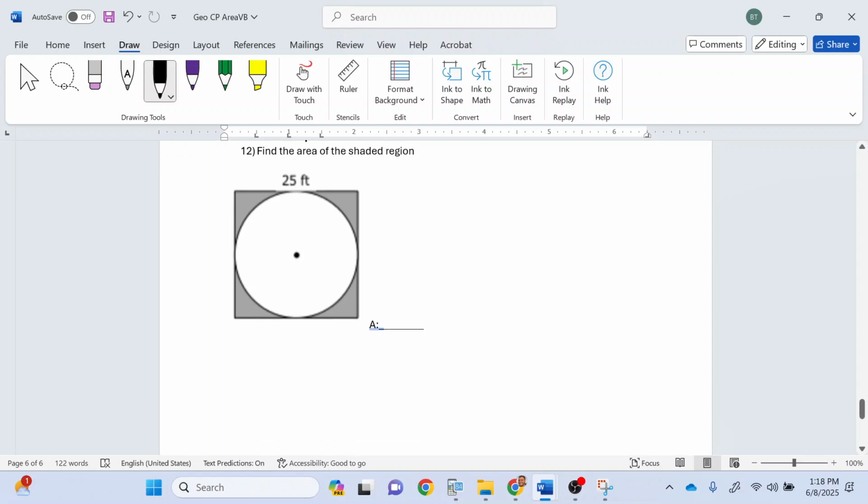I know the square is 25. If I know that square is 25, I know this is 25, which means I know the radius is 12.5. So I know the big square is 25 times 25, which is 625. But the circle, that's the hole that's getting cut out here, is going to be the area of the circle. So that's going to be pi r squared, which is pi times 12.5 squared. Since I'm interacting with another number, I'm going to have to actually calculate with pi. So it's going to be 12.5 times 12.5 times pi.